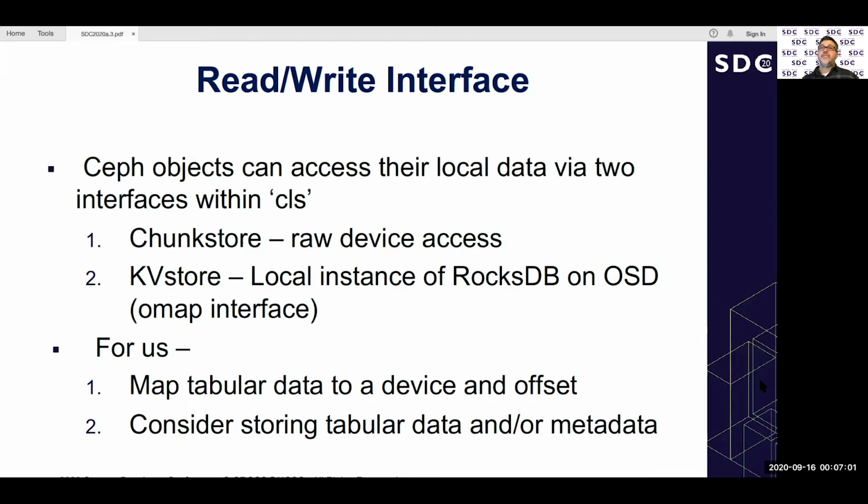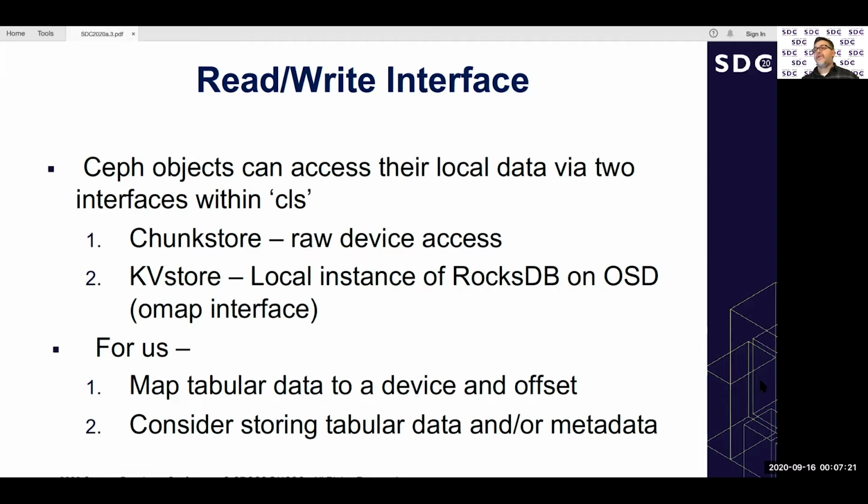The KV store is actually a local instance of RocksDB on every object storage device in Ceph. Ceph calls this the OMAP interface. This is actually used for a lot of internal accounting in Ceph. It handles transactions, it handles writes and locks, and it also handles information metadata about the objects themselves.